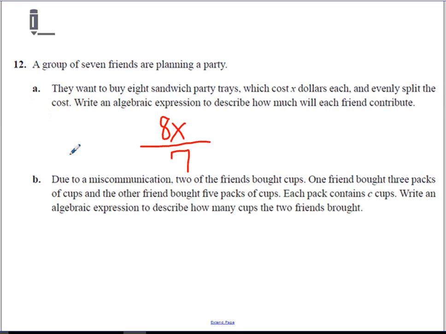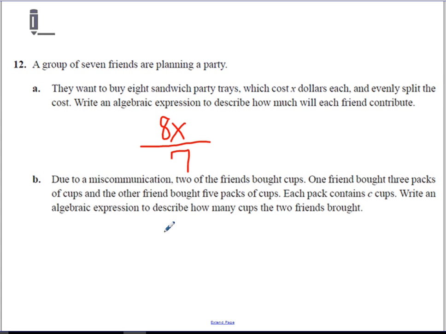Due to a miscommunication, 2 of the friends bought cups. One friend bought 3 packs of cups and the other friend bought 5 packs of cups. Each pack contains C cups. Write an algebraic expression to describe how many cups the 2 friends bought.